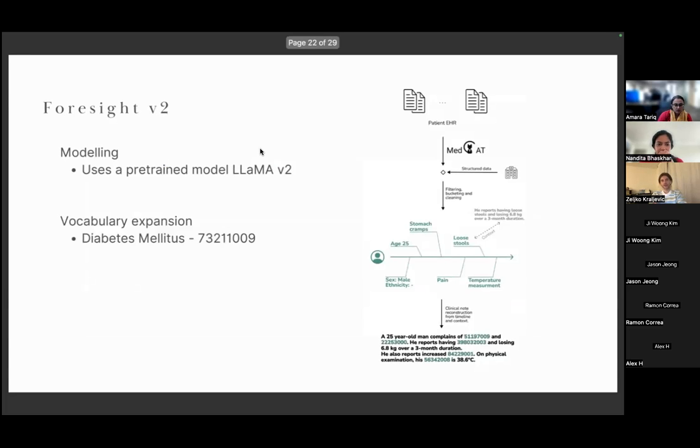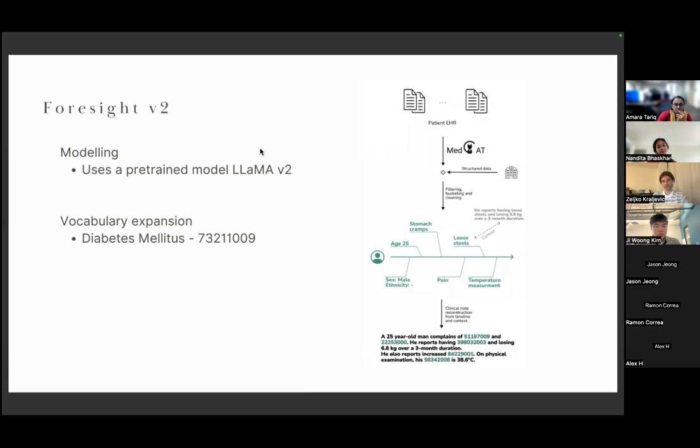Next to this, we also understood that Foresight version 1 is learning everything from the ground up. It doesn't know anything. It is basically a new model that we train from the ground up. It has some advantages, but also some problems because the model has to learn everything. It doesn't know what diabetes is; it's learning that simply from the patient timelines. We thought, why not just use a pre-trained model that already has quite a lot of medical information in it, and then improve on the results.